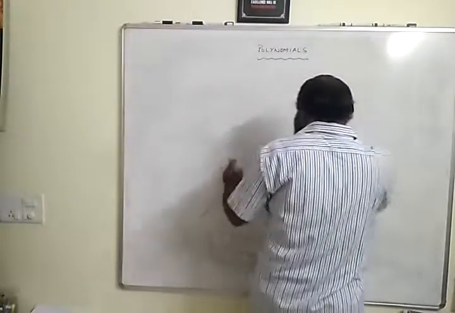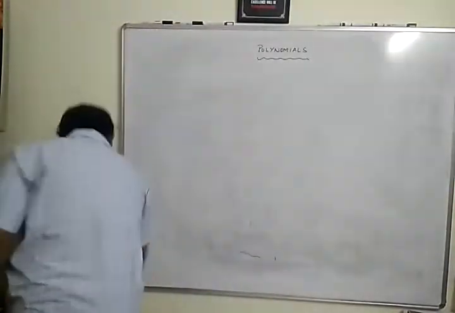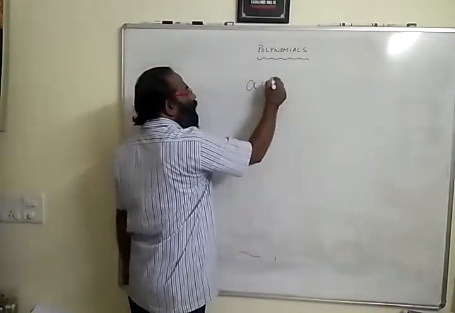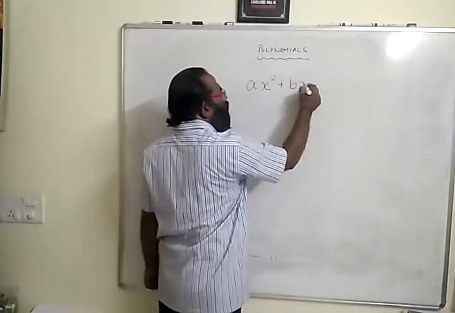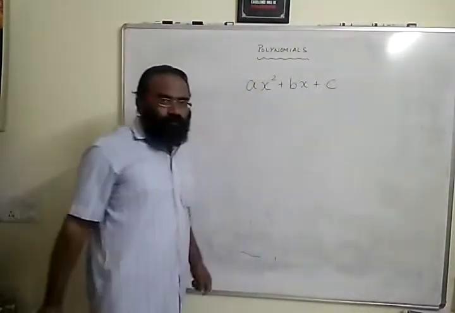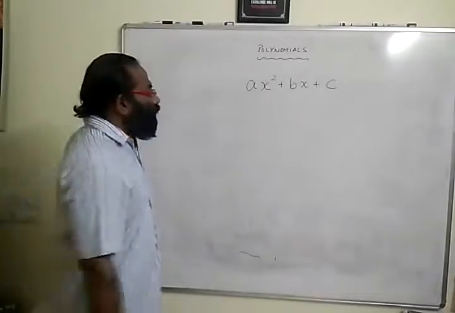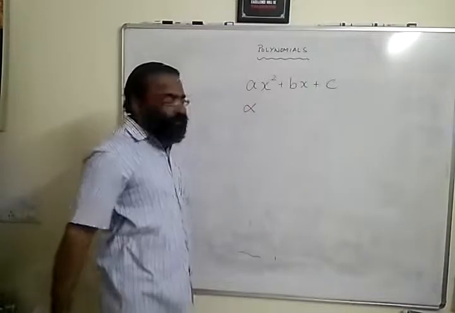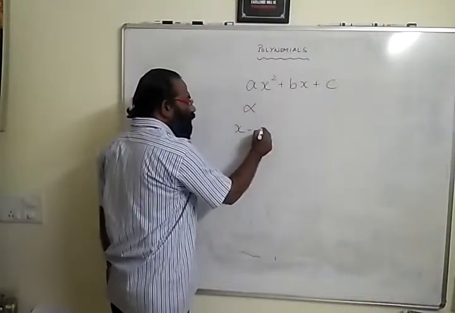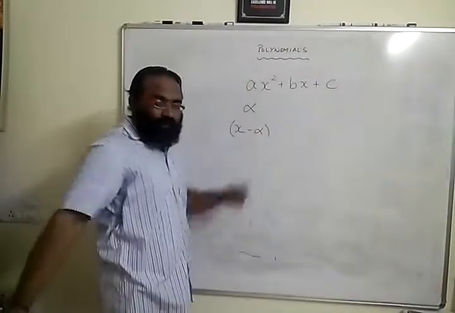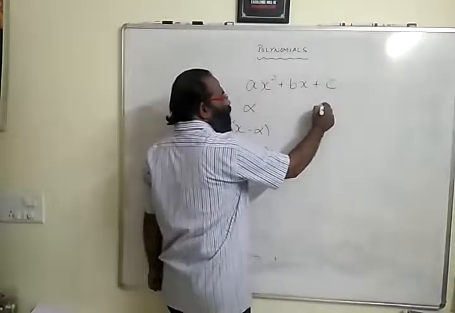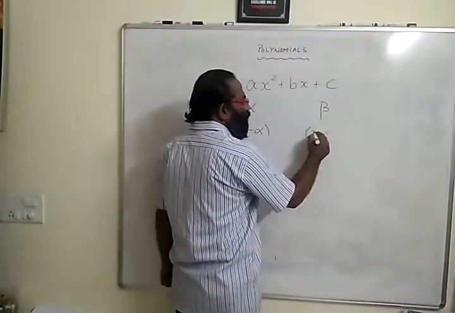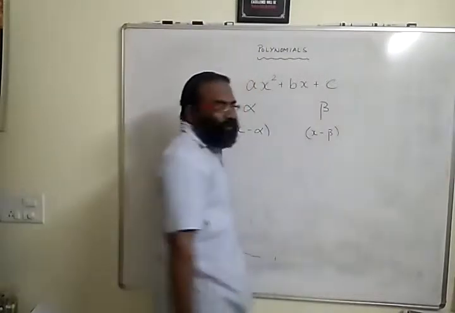This is a part you need to listen to very carefully, since many questions are going to come from this. The general form of a quadratic polynomial is ax squared plus bx plus c. Now, in a quadratic polynomial, suppose alpha is one of the zeros, then I can say x minus alpha is a factor of this polynomial. Similarly, if beta is another zero, then x minus beta is also a factor.